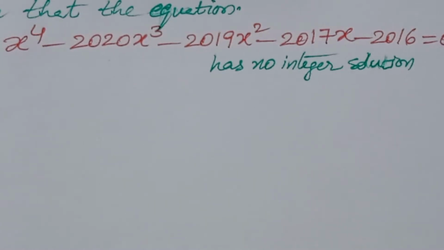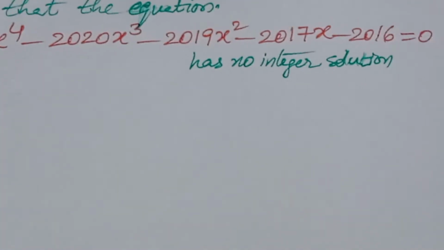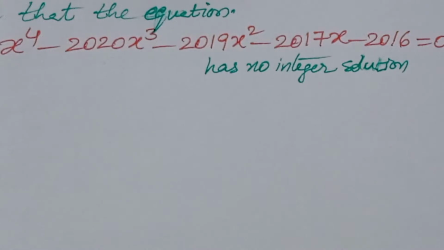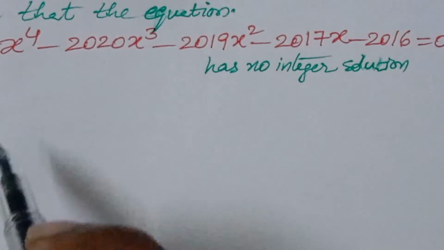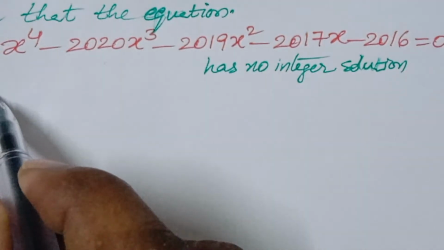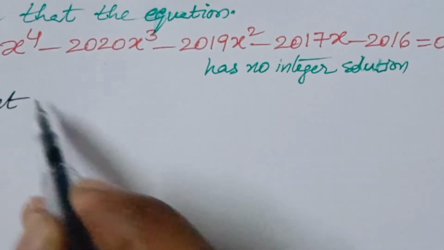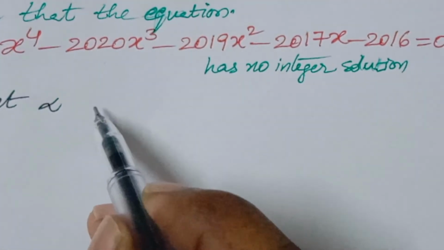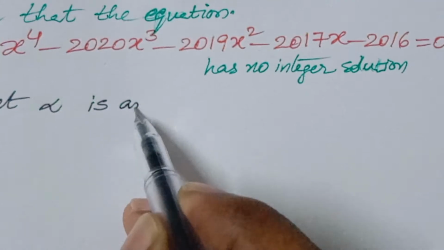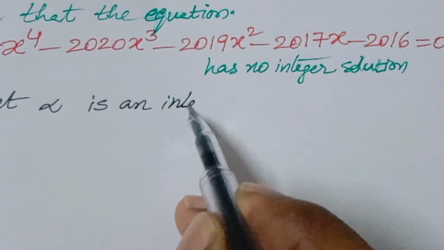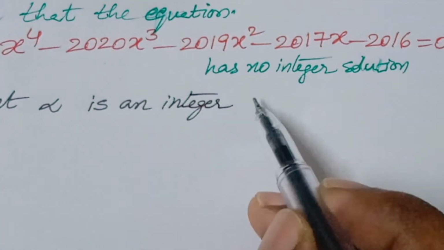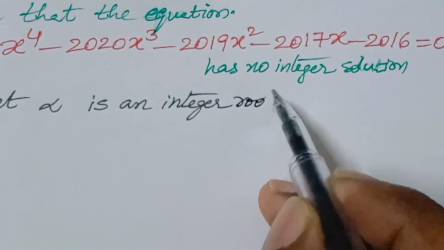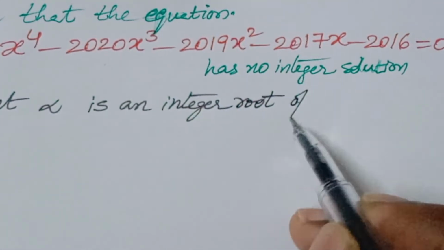So how to solve this problem? This type of problem is asked in Olympiads, and some logic you have to apply. Let us assume that alpha is an integer solution, or root, of the equation.